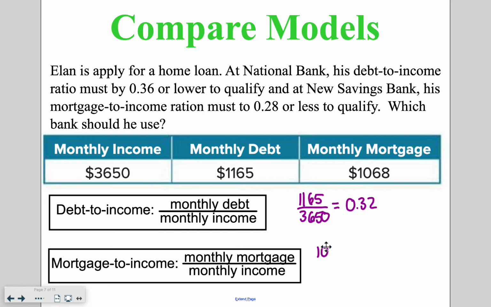Now we're looking at the other bank, New Savings Bank, and they use the mortgage to income value. So I'm going to do 1,068 divided by the income of 3,650. Again, you get a long value in your calculator, and I'm going to round to 0.29. We round to 2 decimal places because that's what they gave us in the problem. So based on what we have here, which bank should he choose? The correct answer is National Bank because his 0.32 at National Bank is lower than their qualifying standards.